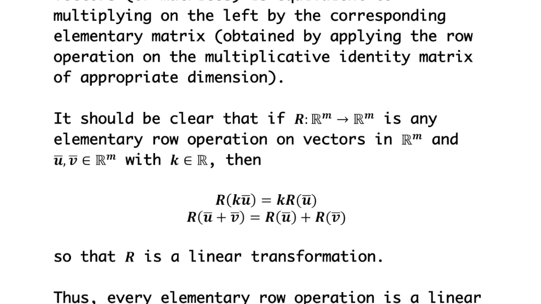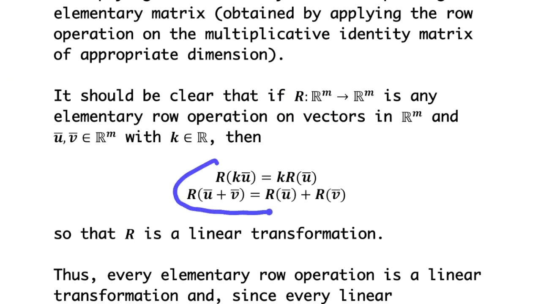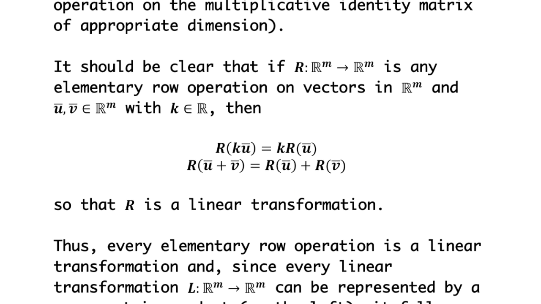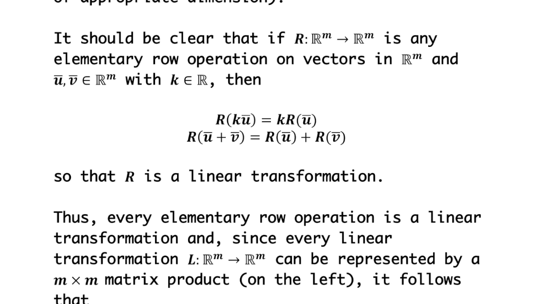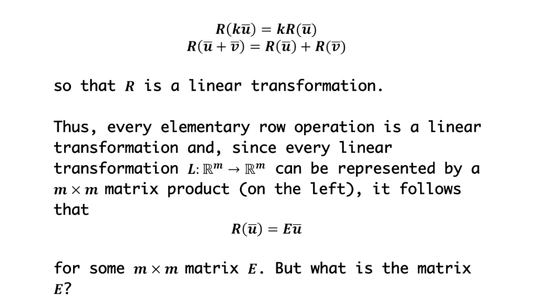Here I'm going to call R any elementary row operation. R would map Rm into Rm. It should be clear that any elementary row operation on vectors in Rm is actually a linear transformation. These two basic properties are always going to be satisfied. I will leave this as an exercise for you. But the important point is every elementary row operation is a linear transformation.